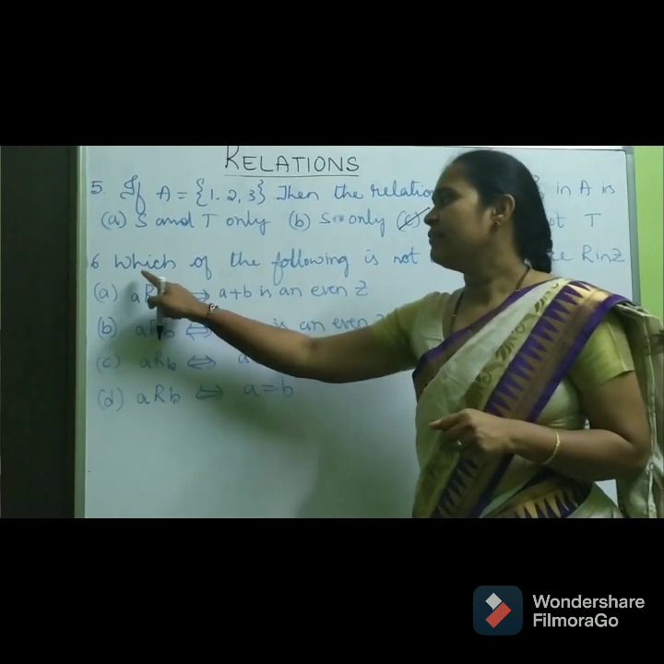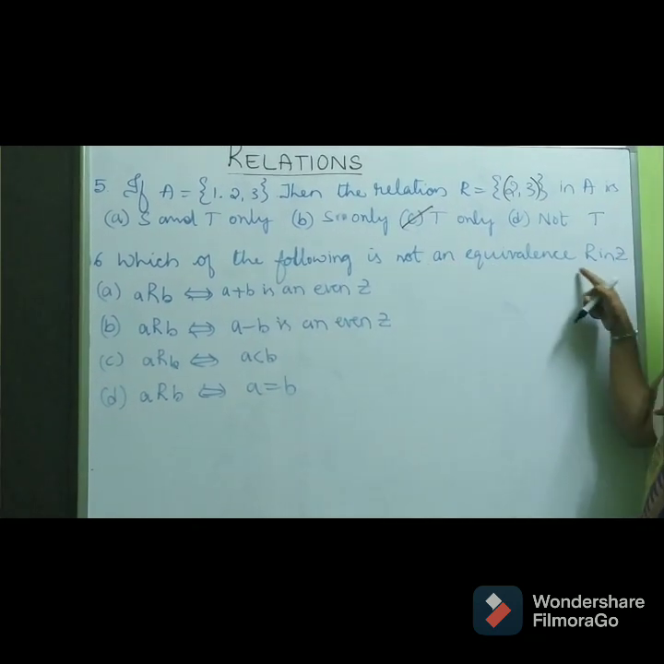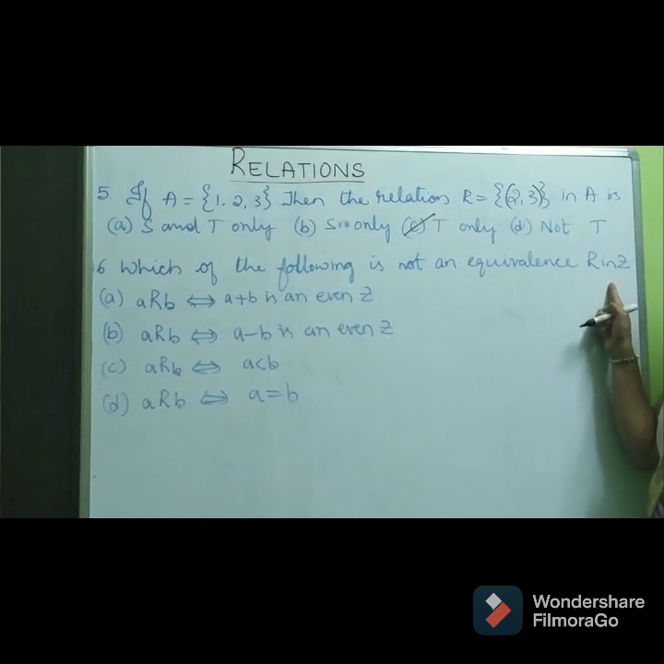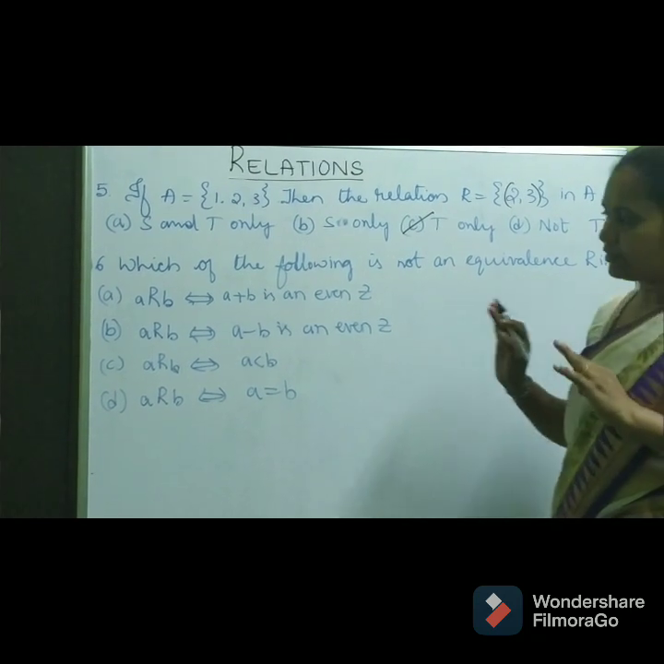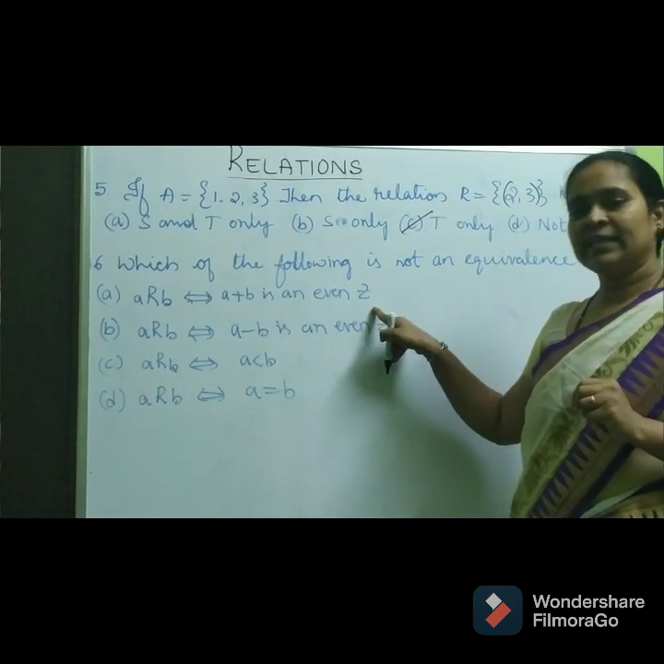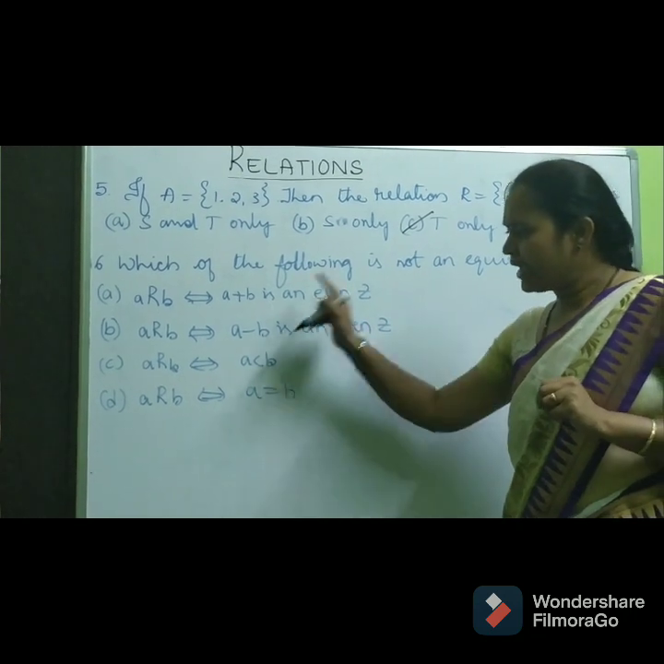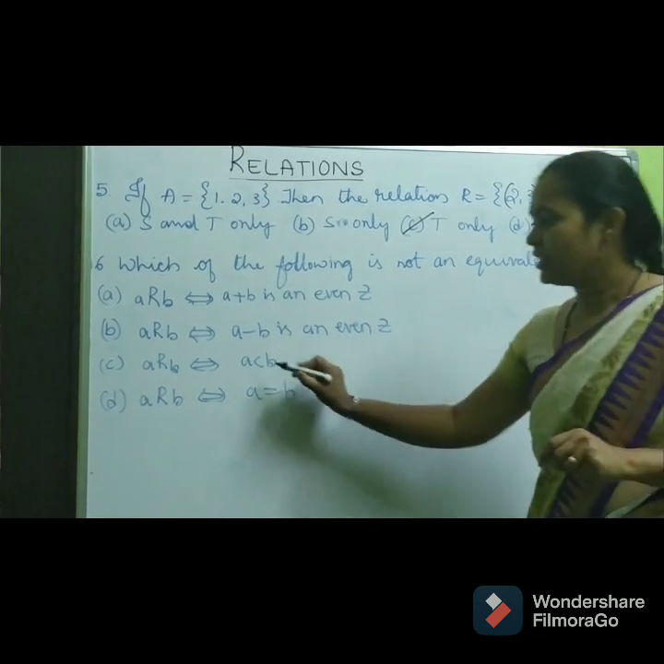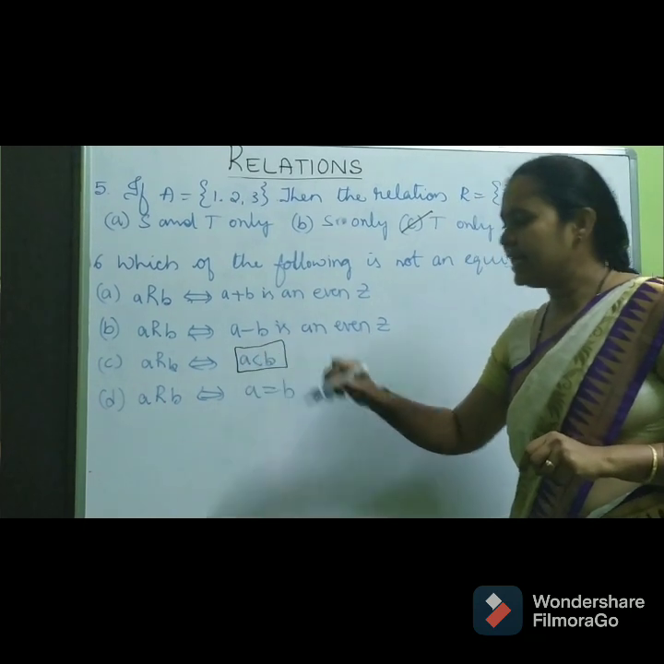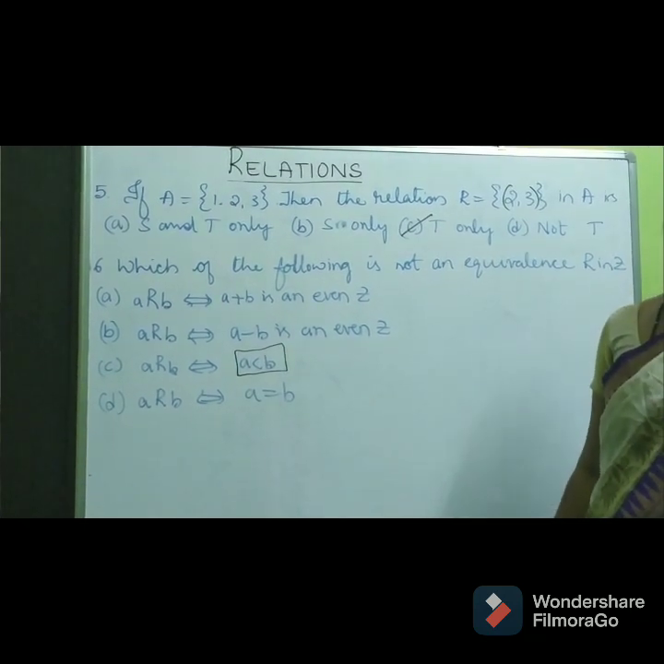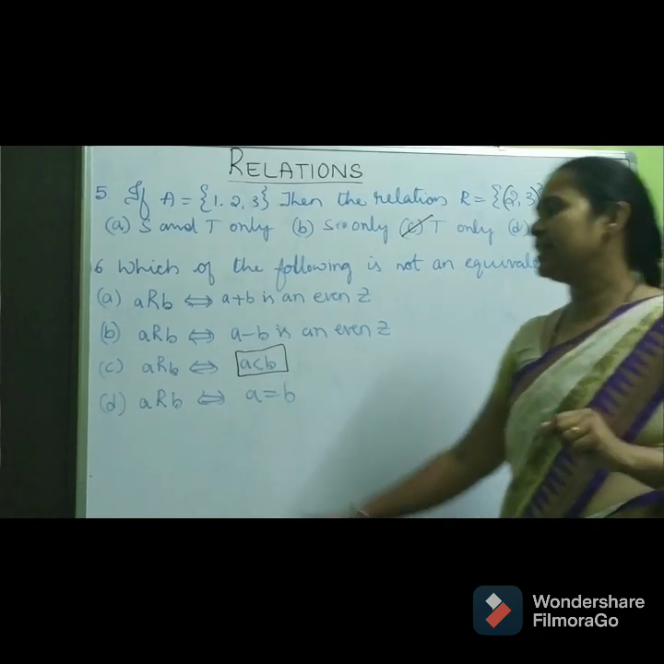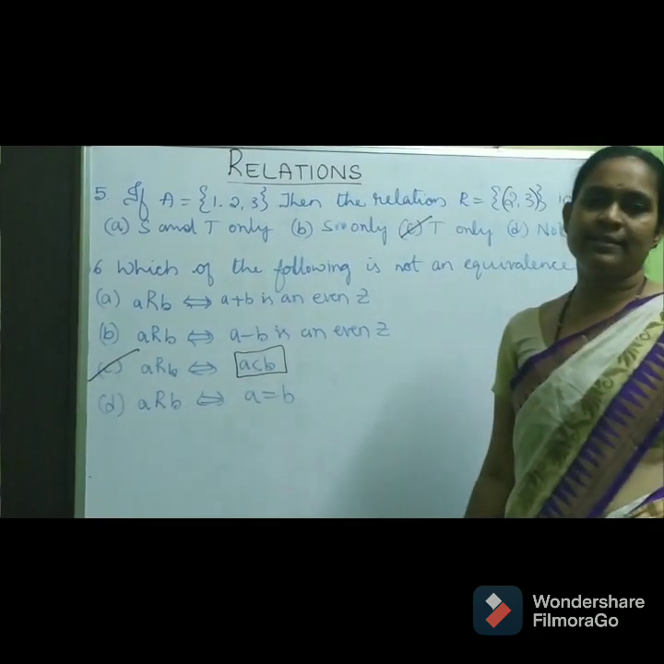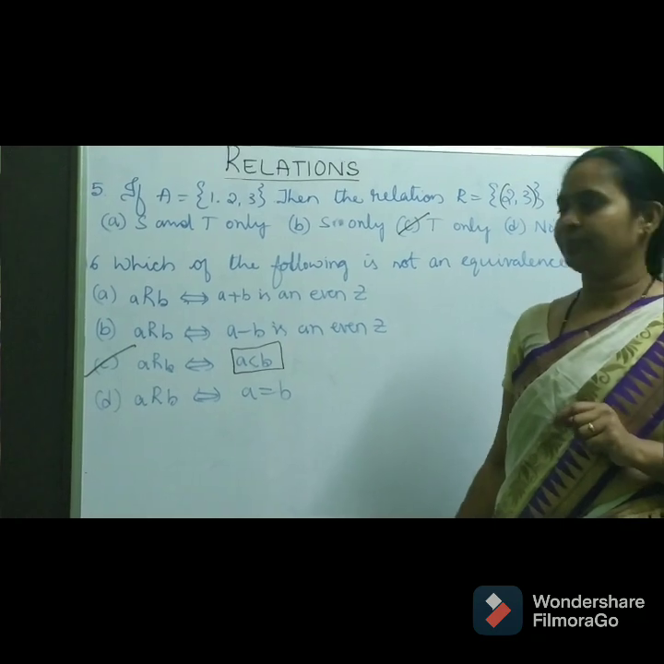Look at 6, 1. Which of the following is not an equivalence relation in Z? They are asking not an equivalence relation. Look here. A plus B is an even integer. Before I go for any of the explanation, look at this. A less than B. I discussed already. If less than is there, it is not an equivalence relation. So, just tick this. This is our correct option.